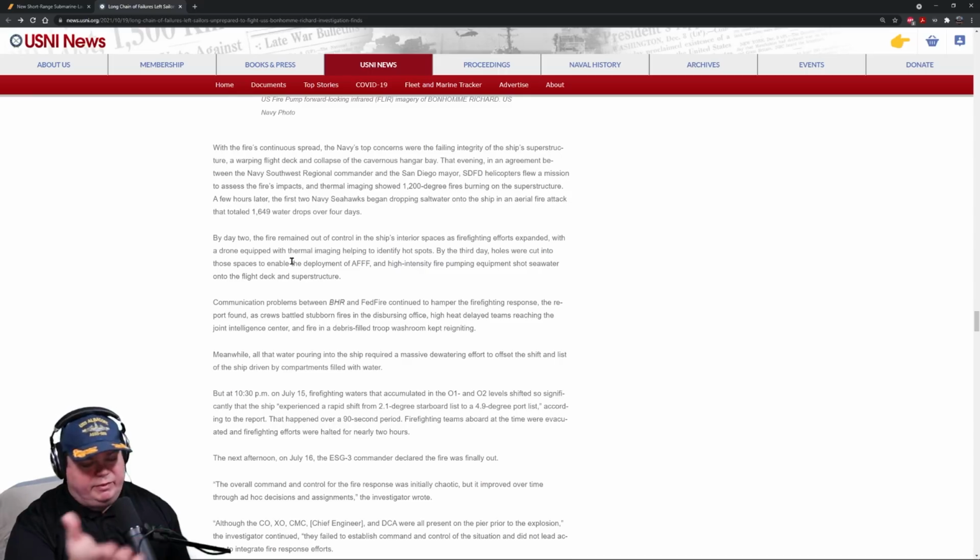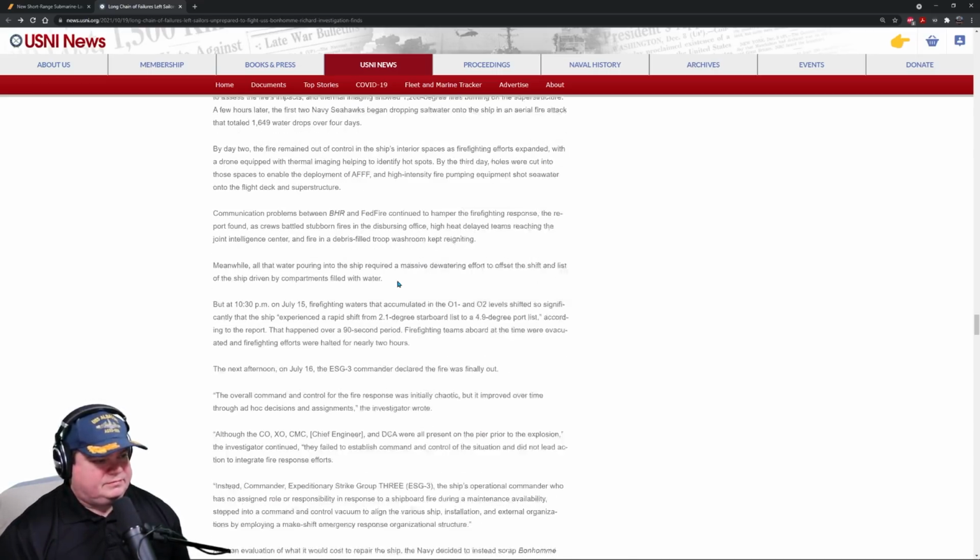I should point out, and they haven't mentioned this yet, that a lot of the tugboats in the area were just doing everything they could to put water on the hull to try and keep temperatures down, even though that didn't really help with the firefighting. It helped keep the steel from melting.